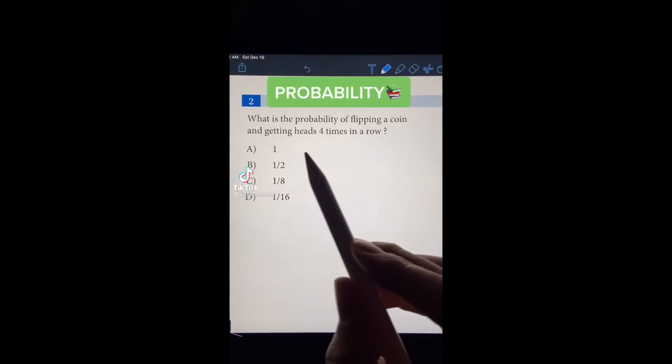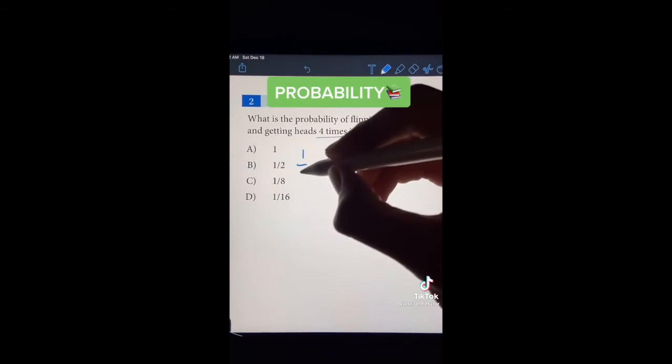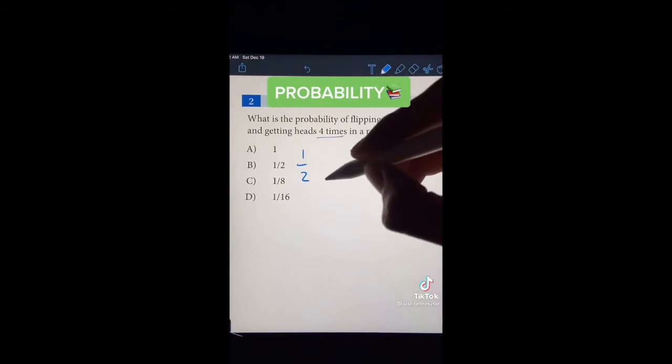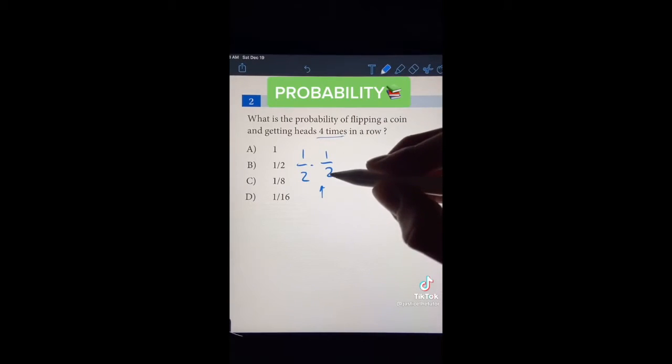What's the probability of flipping a coin and getting heads 4 times in a row? So if you flip a coin, there's a 50% chance that you're going to get a heads. And if you wanted to do it the second time, you'd have to multiply it by the second time probability, which would also be 50%.